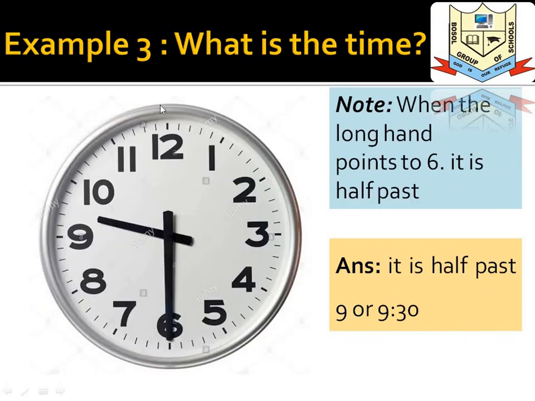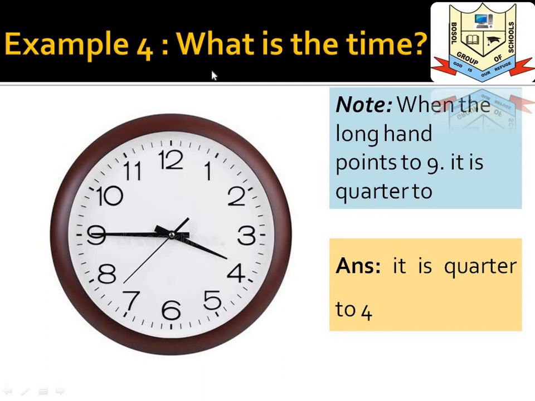Going to example 3. What is the time before us? Let's take a closer look at the clock before us. When the long end points to 6, it is half past. It is 9:30, because the long end is pointing to 6, while the short end that contains hours is leaving 9 to 10. So the time is 9:30.